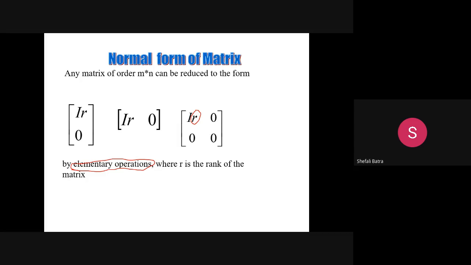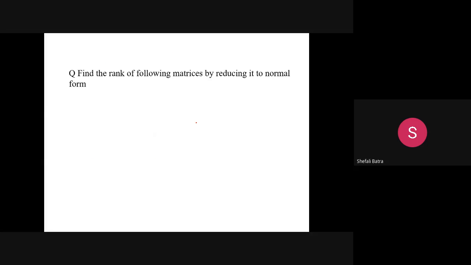So what is the normal form? Ultimately you need to convert the given matrix into an identity matrix of lower order. These are all normal forms. After converting into the normal form, the order of the identity matrix will give you the rank of that matrix. Now find the rank of the following matrix by reducing it to the normal form. This matrix is given to you.